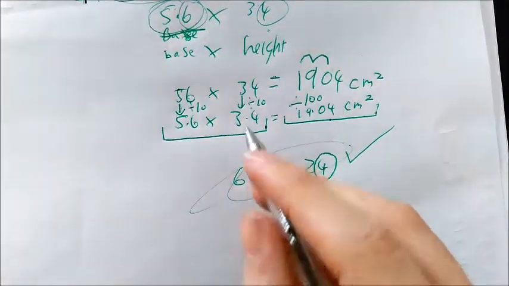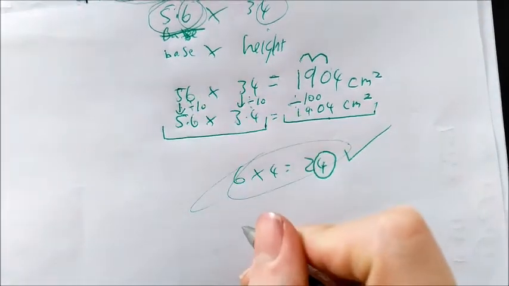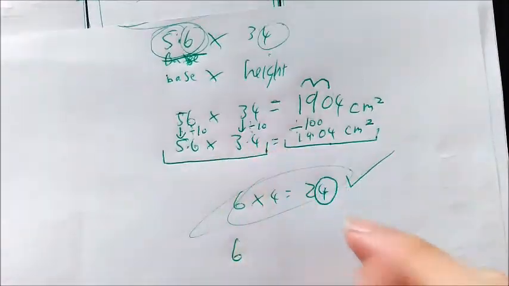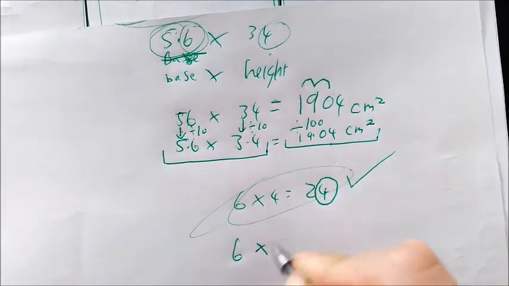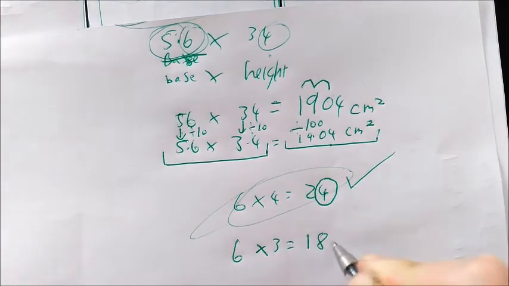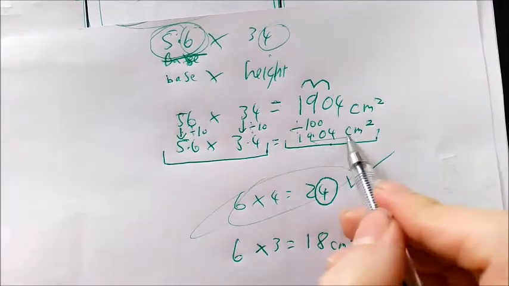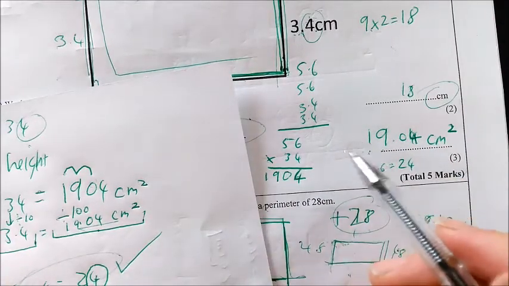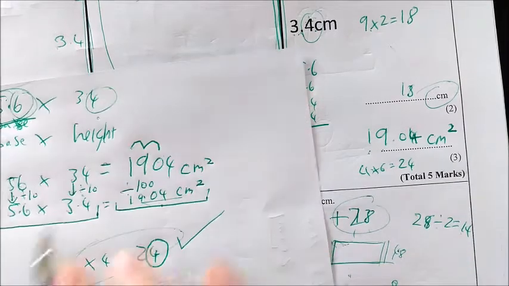The second thing is I could estimate this. So I'm going to round this to one significant figure. So I round 5.6 to 6. Round 3.4 to 3. So 6 times 3 equals 18 centimeters squared. Let's have a look. This is 19.04. 19.04 is pretty close to 18. So I've largely done it right. Good. Done.